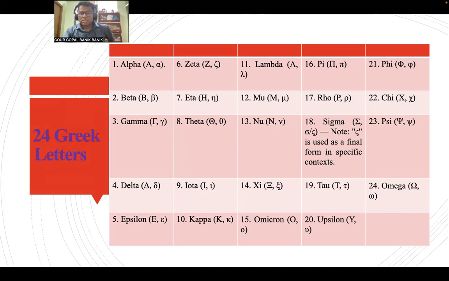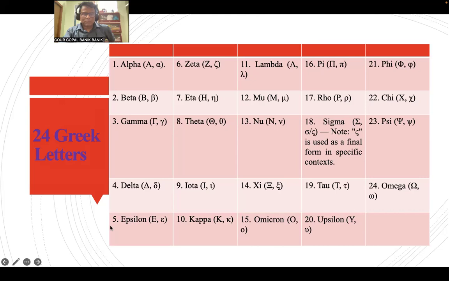Sigma is used as a final form in specific contexts. Sigma is used as addition and things like that. Some values are there. Mostly in mathematics and statistics, the letters or symbols that are used now mostly come from Greek. And 19 is tau. And 20 is upsilon.